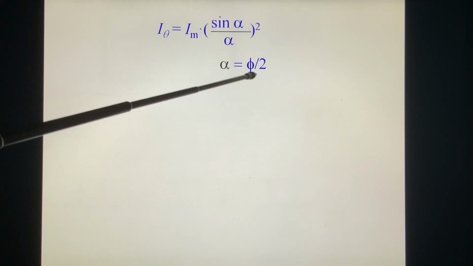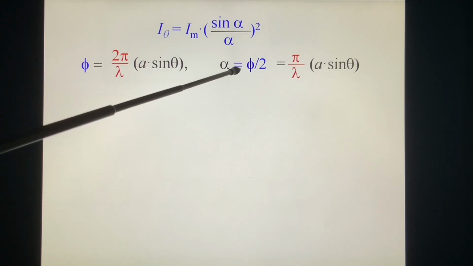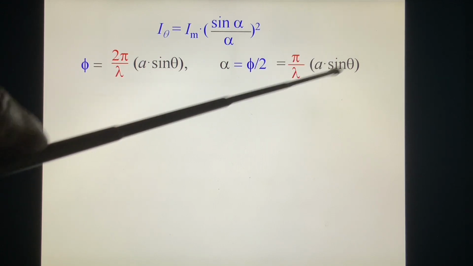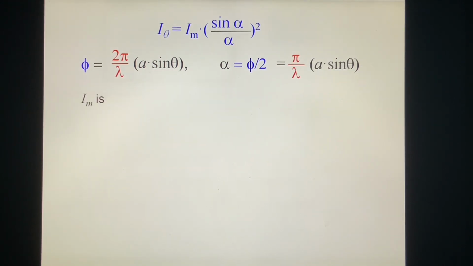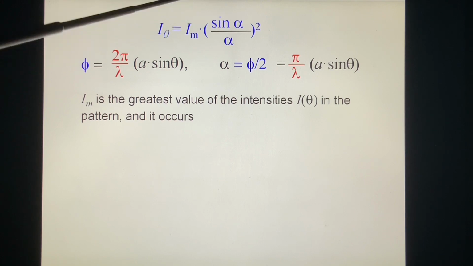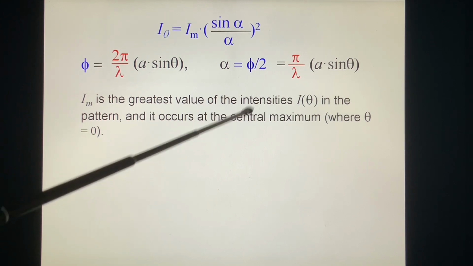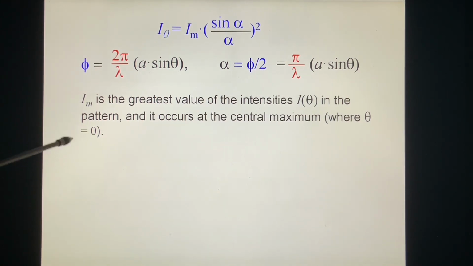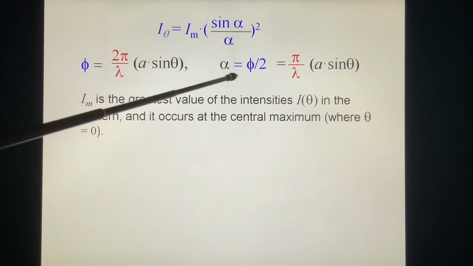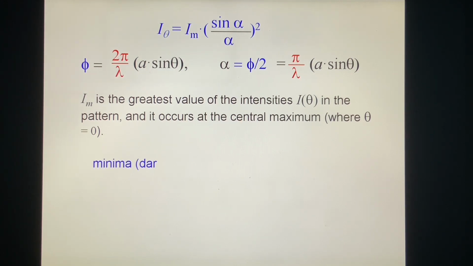This alpha equals half phi. You know phi: phi is a sine theta times 2 pi over lambda. So we put it inside, and alpha equals pi over lambda times a sine theta. Now, I maximum is the greatest value of the intensity I theta in the pattern, and it always occurs at the central maximum, where theta equals 0. Because when theta equals 0, alpha equals 0, and the limit of sine alpha over alpha equals 1.